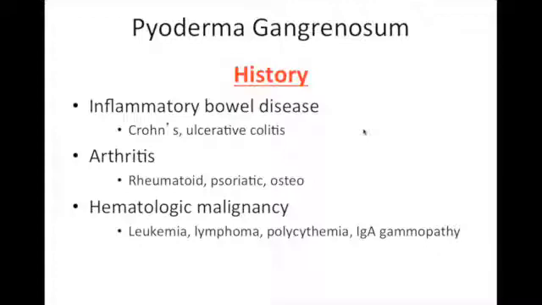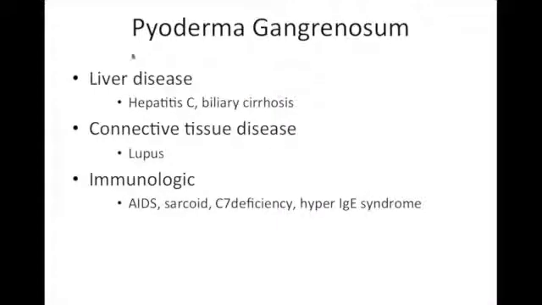There are reasons for them to be there outside of PG, and that includes inflammatory bowel disease, rheumatoid arthritis, hematologic malignancies, including leukemia, lymphoma, polycythemia, IgA gammopathies. Additionally, liver diseases and infections such as Hep C have been associated. Connective tissue diseases like lupus, and clearly immunologic conditions like HIV, sarcoid can be associated.